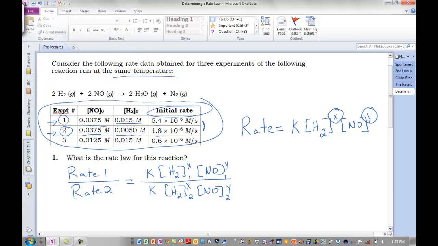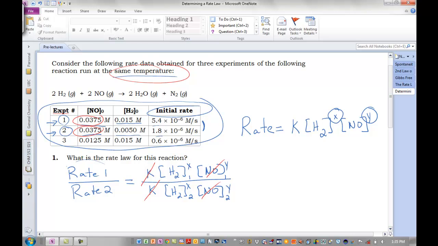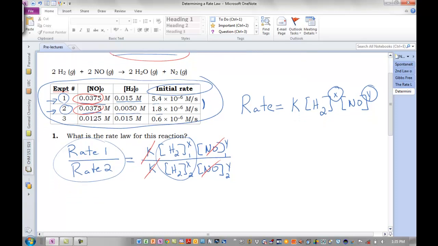Now, what we'll find, since we kept the temperature the same, we can cancel out our rate constant. The rate constant is a constant for a reaction at a given temperature. Okay? Now, what we'll also notice is that NO concentration is the same. So we're plugging in the same number, numerator, denominator. So we can cancel that out too. And that greatly simplifies our calculation here. Because all we need now are the rates from experiment 1 and 2, and the hydrogen concentrations from experiment 1 and 2. That's all we need.